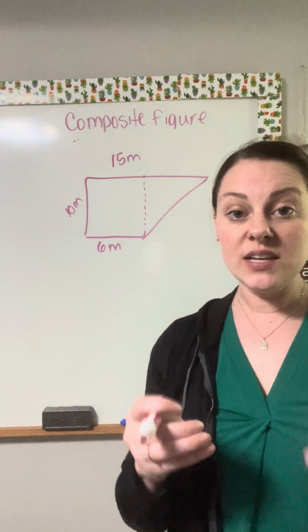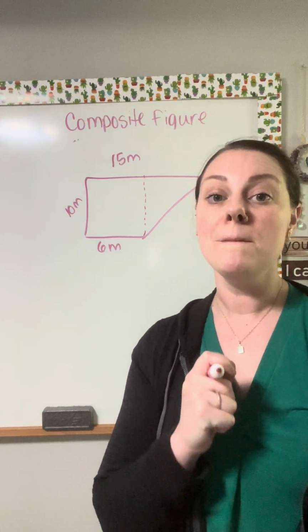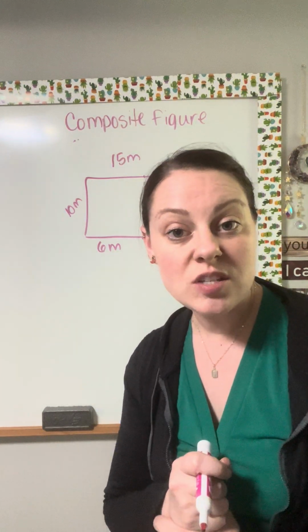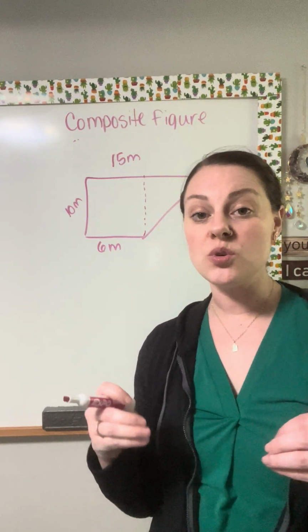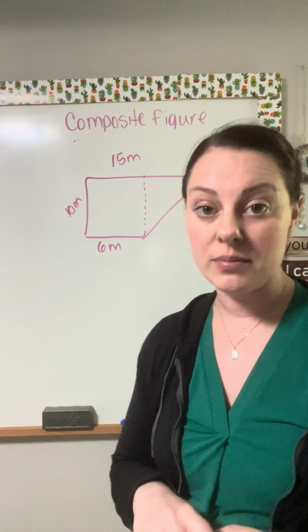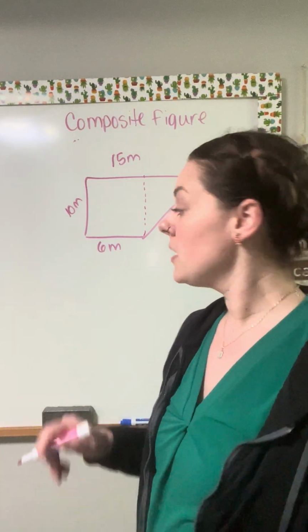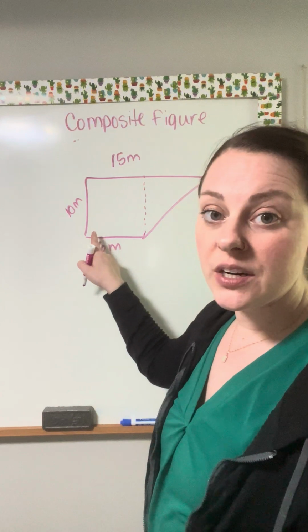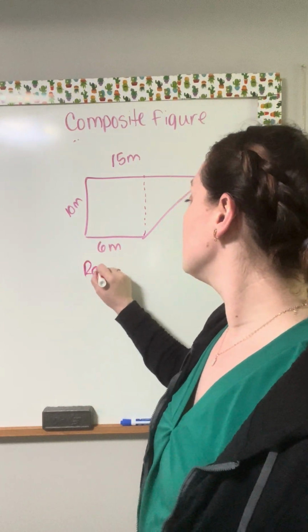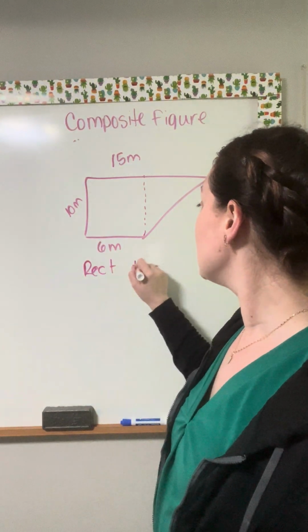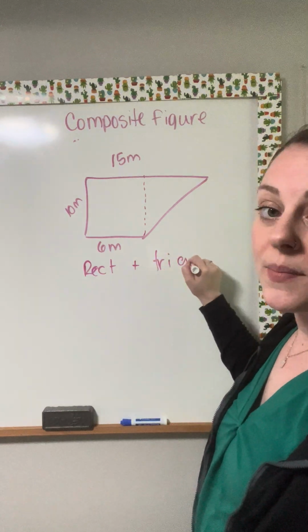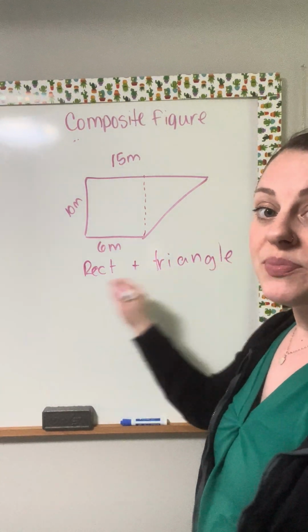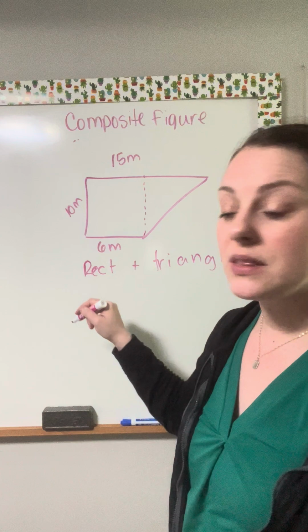And so this is the method that is so easy for me. It makes it easier to understand how to do this, and it also helps me keep track of where I'm at on the problem, because sometimes these get a little wild. So right here, I have a rectangle plus a triangle. That is what makes my shape. And don't skip this step. This is the step that helps me the most.